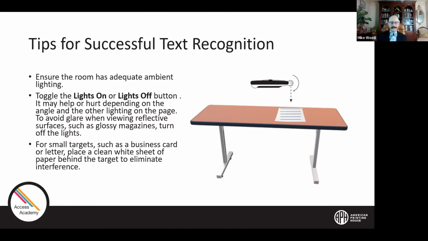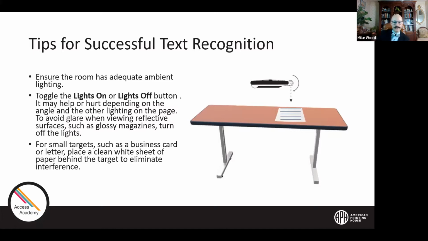Another thing is when you're reading something like a magazine or scanning something from a magazine, you might find that that reflective surface is giving you these hotspots of glare. And there are certain ways that you can fix that by using lighting. And there's a tip coming up shortly in the next slide too.